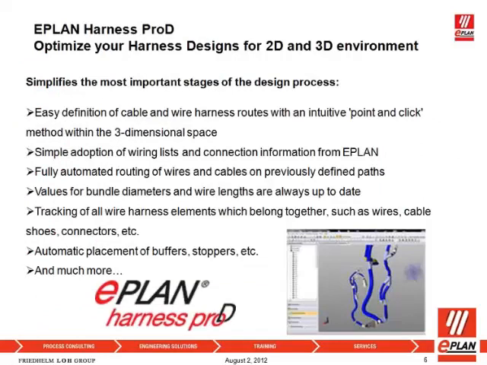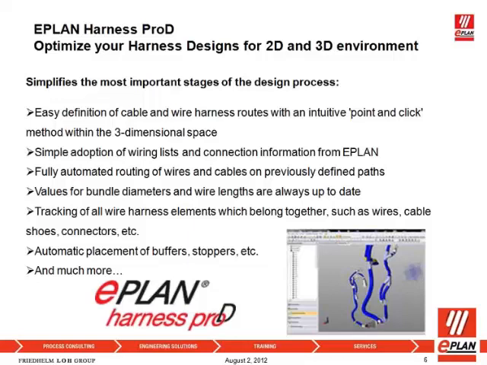You can optimize your harness designs for 2D and 3D environment. The Harness proD simplifies the most important stages of the design process with easy definition of cable and wire harness routes with an intuitive point-and-click method within a three-dimensional space. In a simple adoption of wiring list and connection information from ePlan, it can fully automate routing of wires and cables on previously defined paths, with values for bundle diameters and wire lengths that are always up to date.